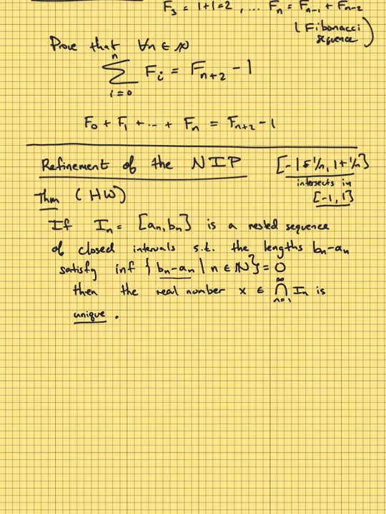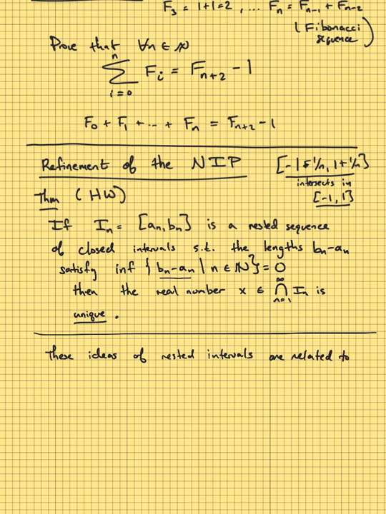What I want to now bring it back to, though, is that these ideas of nested intervals are related to something that we've seen a couple weeks ago. So they are related to countability or uncountability of the real numbers. They imply that R is uncountable.